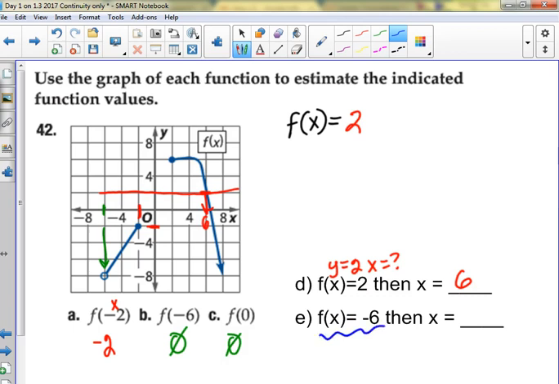This says if y is -6, that would be this line. Uh-oh, what happens? There's 2. Over here we get about, just say that's -5 maybe.